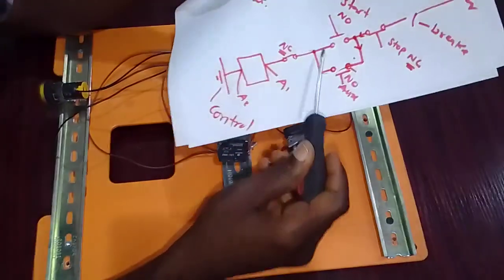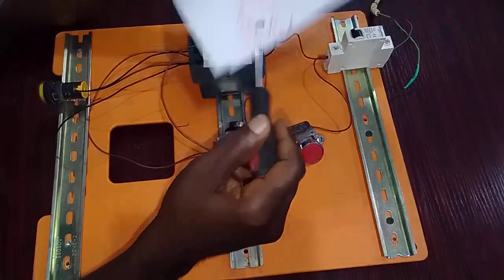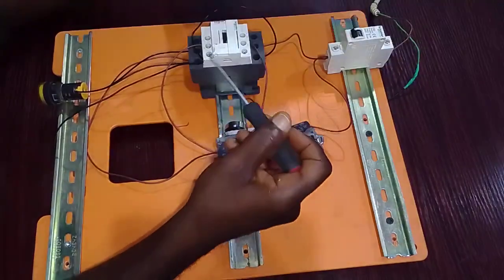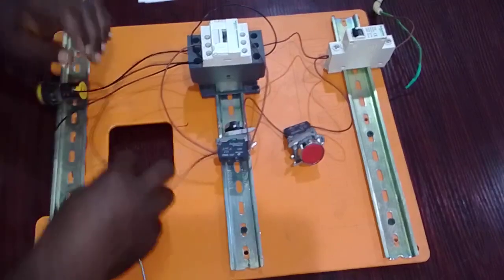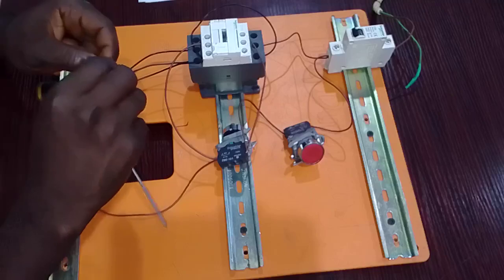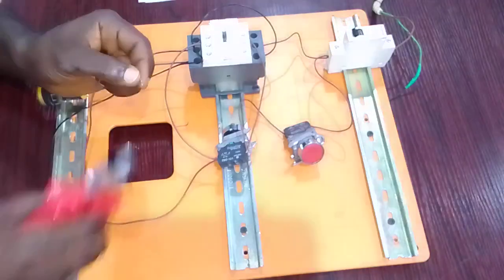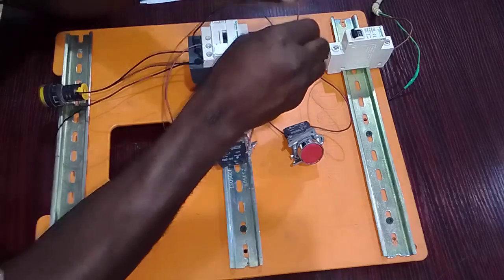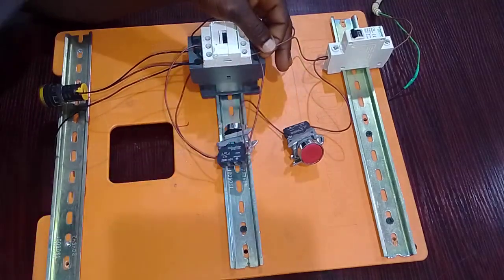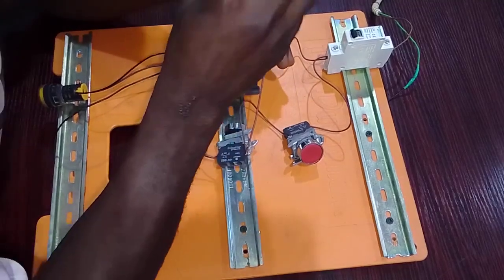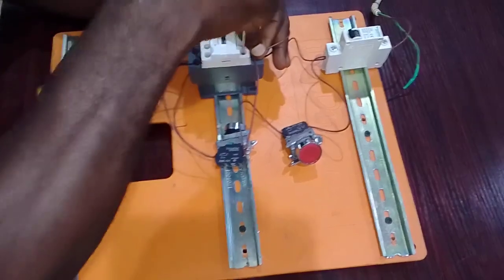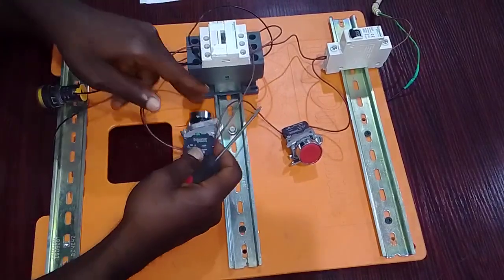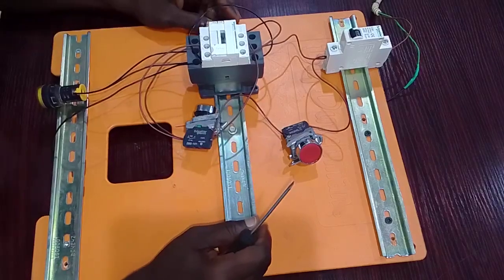Now from this, we have a branch that will be connected to the normally closed of the overload, but here we don't have the overload, so we're going to have a straight connection to the coil of the contactor, connected to A1, which is the positive terminal of the coil of the contactor. So now we are done with the control circuit.